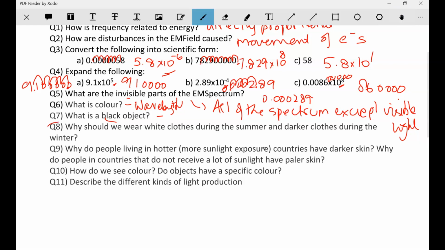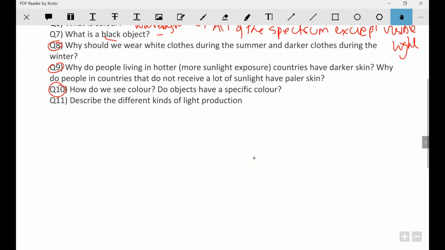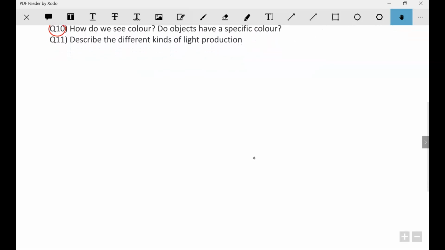These two questions we didn't go over in class, so I will make it part of my next video. How do we see color? Do objects have a specific color? And we talked about this at the beginning as well. Color is just some objects absorb some colors of white light and reflect others, and the ones that are reflected are the colors that we see to be the colors of those particular objects.